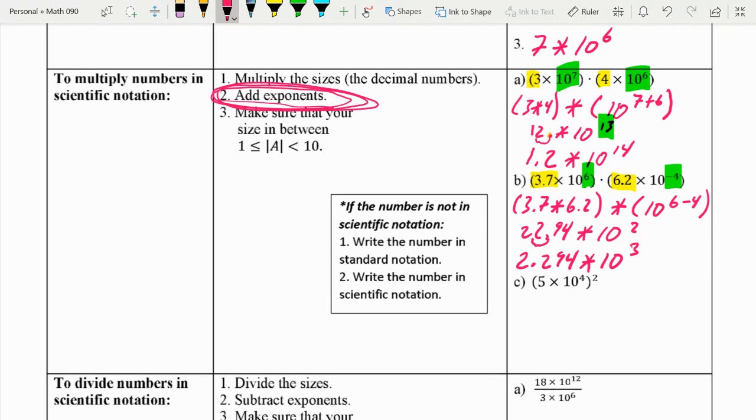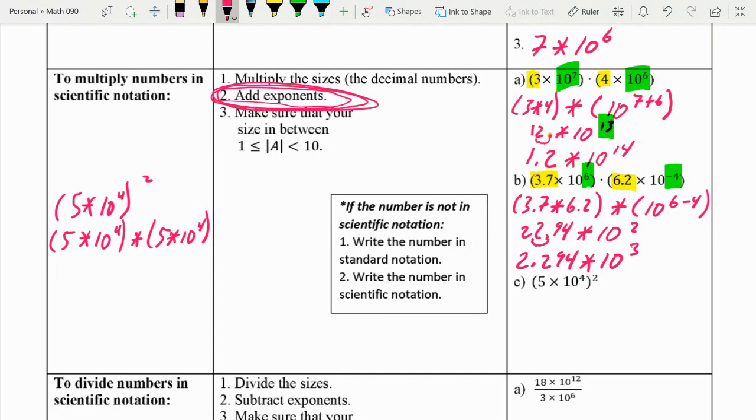Now, 5 times 10 to the 4th, squared. Since I don't have enough room over there, I'm going to write way over here on the side: 5 times 10 to the 4th, squared. What does that mean? All that means is 5 times 10 to the 4th times 5 times 10 to the 4th. Do you agree?